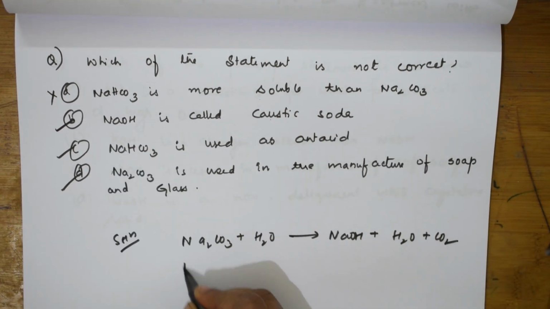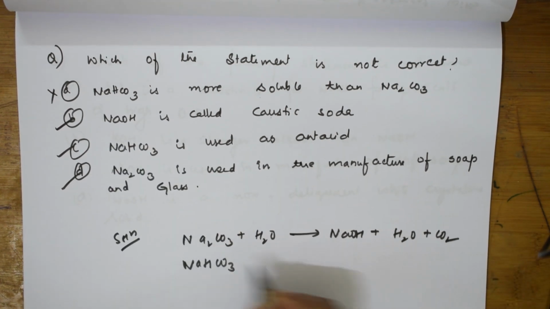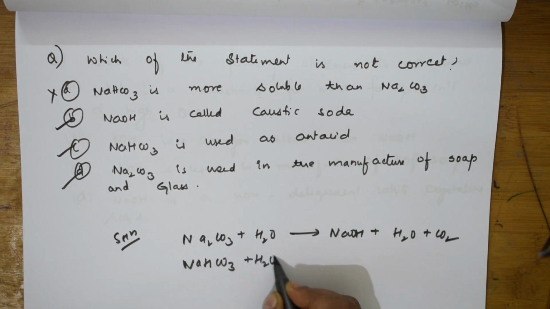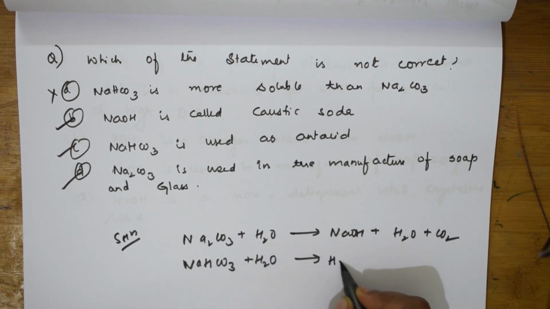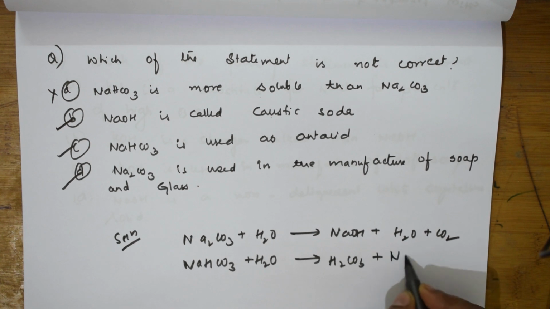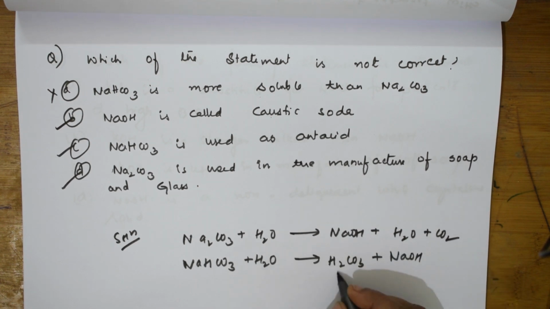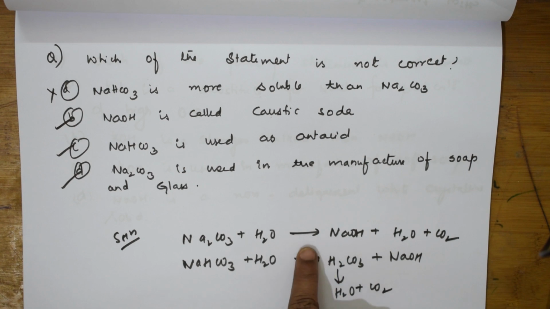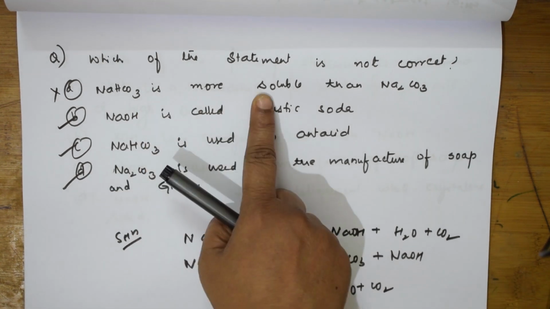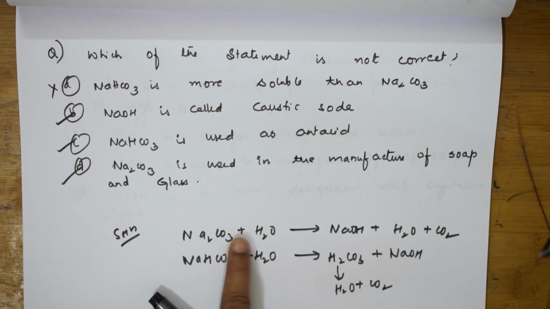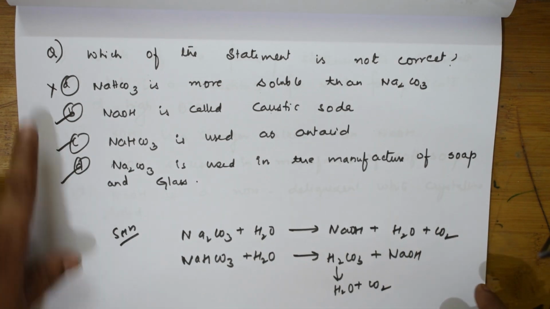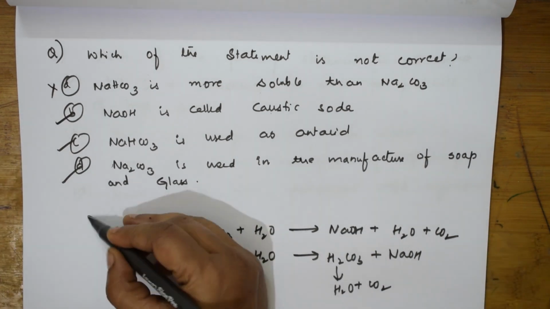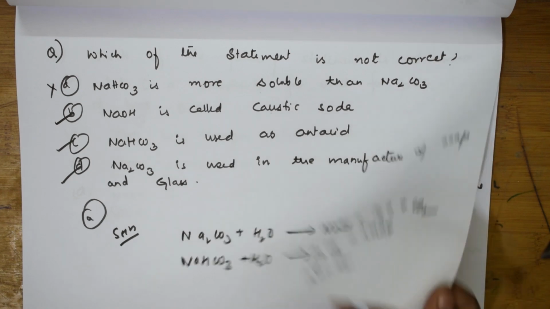But when it comes to sodium bicarbonate, NaHCO3, when you dissociate it in water, it will first break up into H2CO3 plus sodium hydroxide. This H2CO3 further breaks up into water and carbon dioxide, isn't it? Or H plus plus HCO3 minus, isn't it? So this is how. So the statement that NaHCO3 is more soluble is not correct. It is less soluble compared to Na2CO3. So the correct option is A. Right, now let us see the next question.